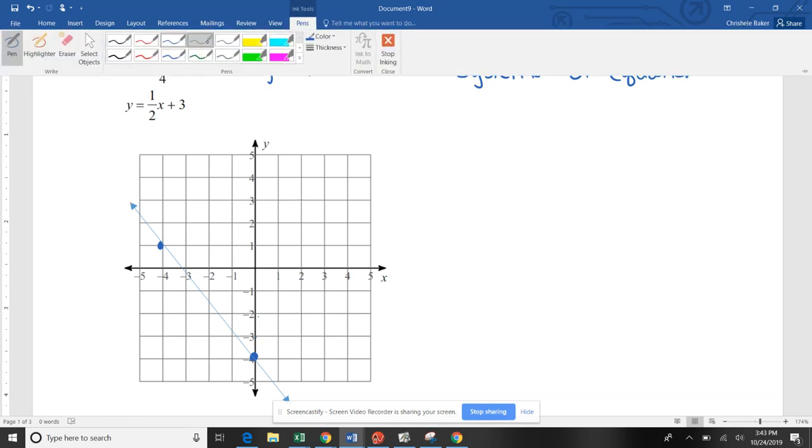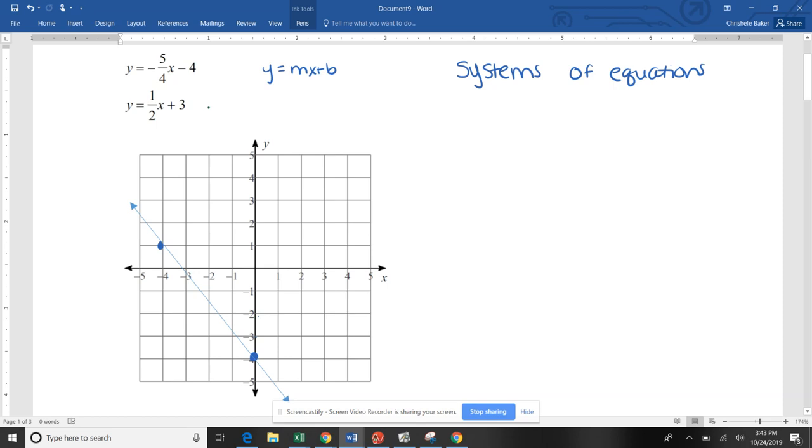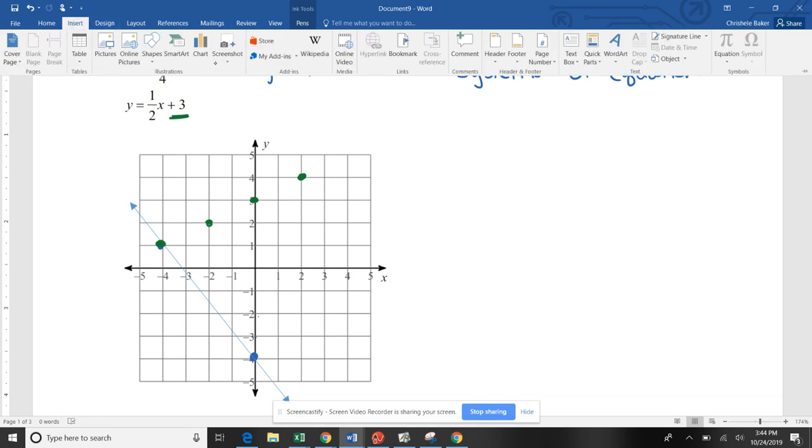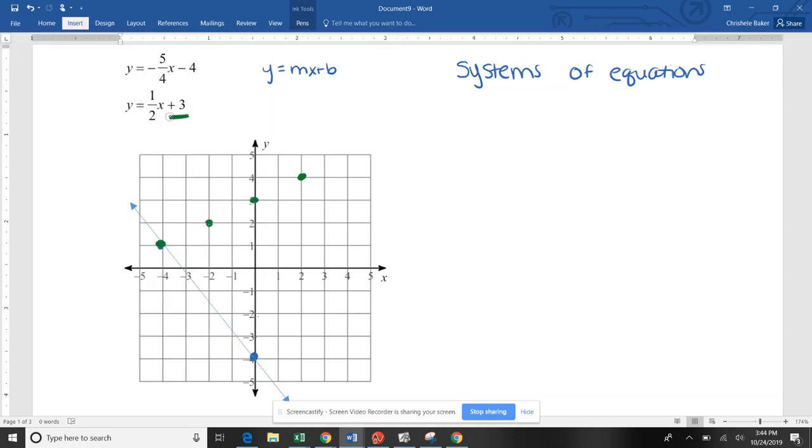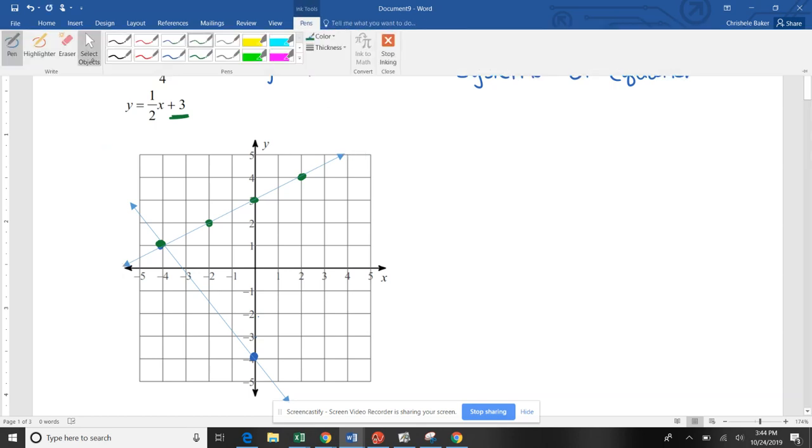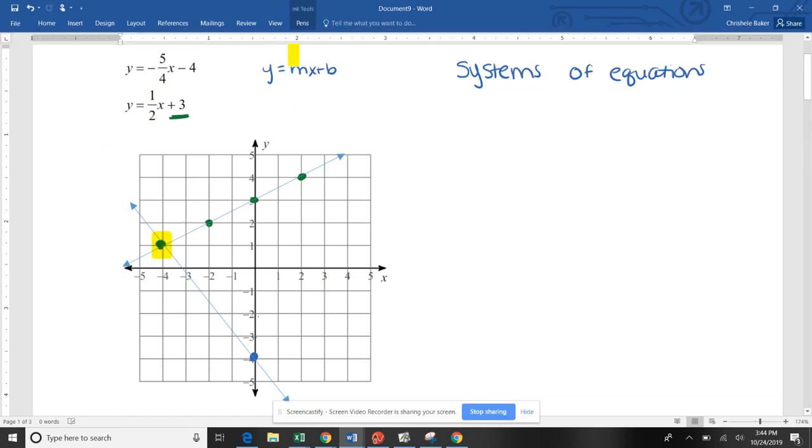Okay, second equation. I have 1/2 x plus 3. So again, I'm in y equals mx plus b. My b value is +3. And my slope is 1/2. So that's up 1, right 2. I can also go down 1, left 2, down 1, left 2. And there I have found it. So I'm looking for where these graphs intersect. And it is right here at that ordered pair, -4, +1.